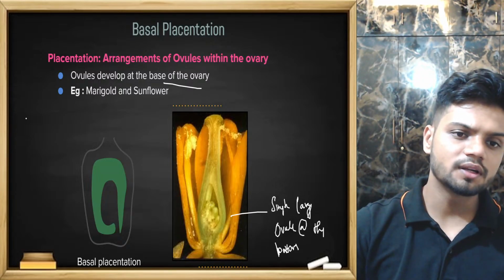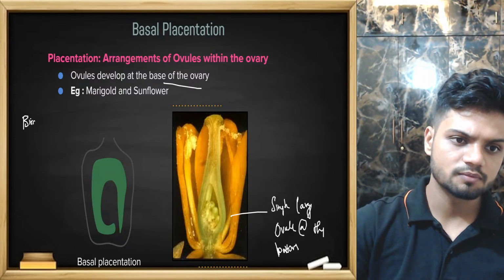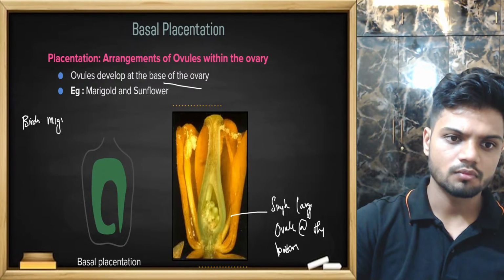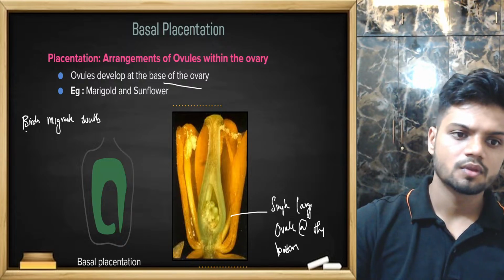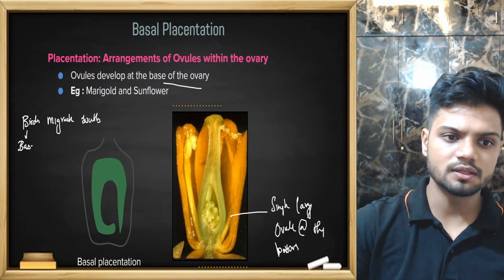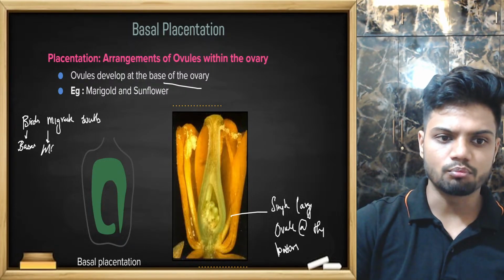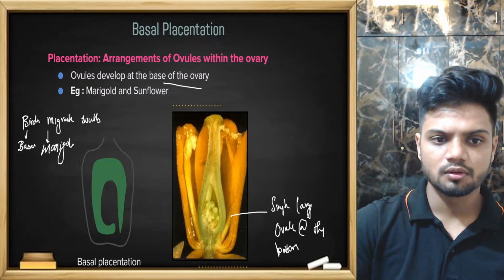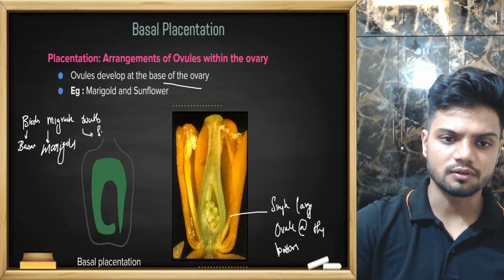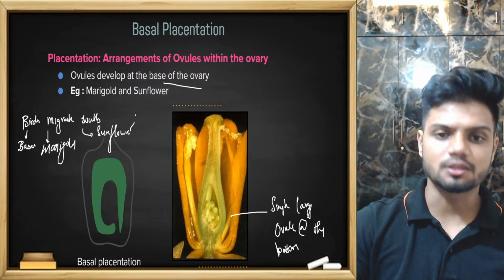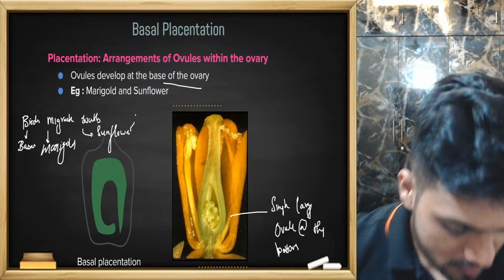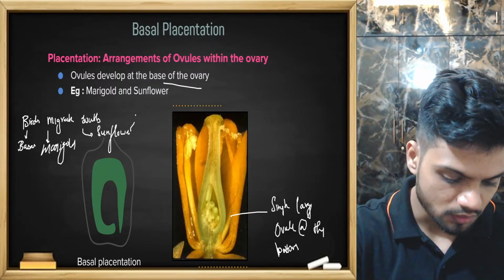What is the trick here? The trick is very simple: Birds Migrate South. B for basal placentation, M for marigold, and S for sunflower. Birds Migrate South.